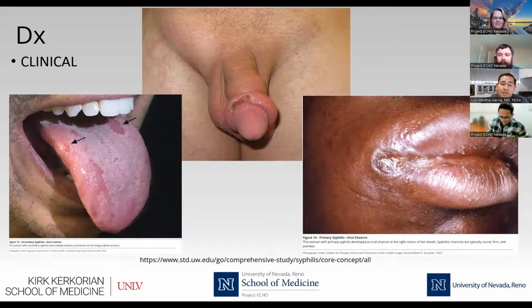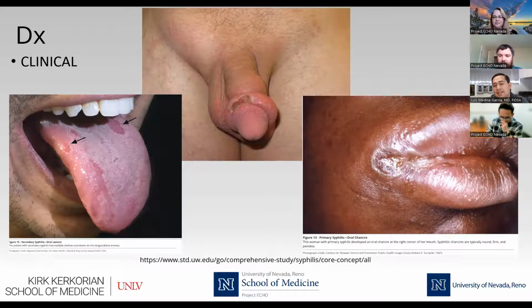The penile chancre, which is what you see here, is a classic presentation, and that's diagnostic, right? If you see a chancre like this and it's not painful, you can pretty much make the diagnosis of syphilis without any further testing, and then treat this patient with primary syphilis.